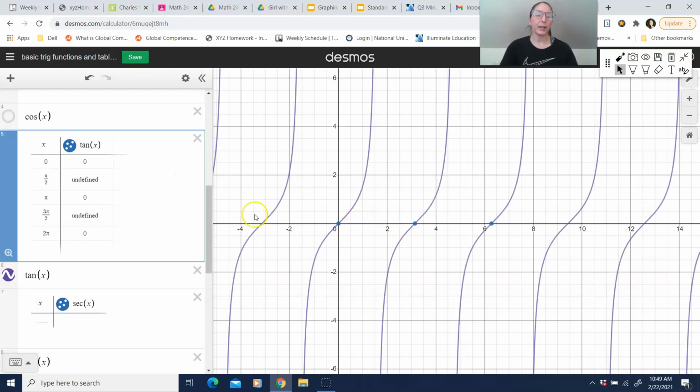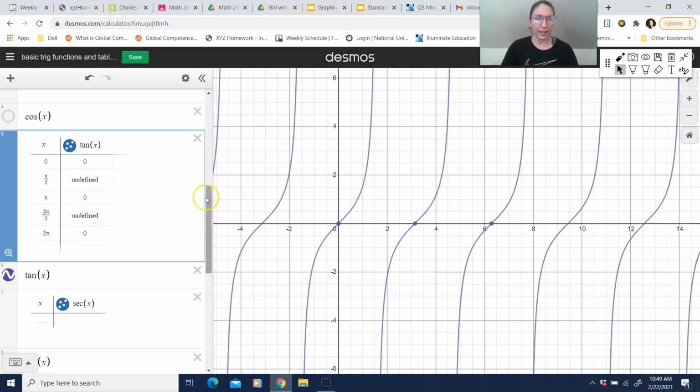So if I were to connect all these dots, if I were to put in probably every pi over 6, this would have looked a lot better. Why? Because every multiple of pi over 2, tangent is undefined. Why? Because tangent is slope. Think about your unit circle. Where is pi over 2 on the unit circle? Where's 3 pi over 2 on the unit circle? Those are the vertical lines. Slope of a vertical line is undefined. Tangent at these points then is undefined.